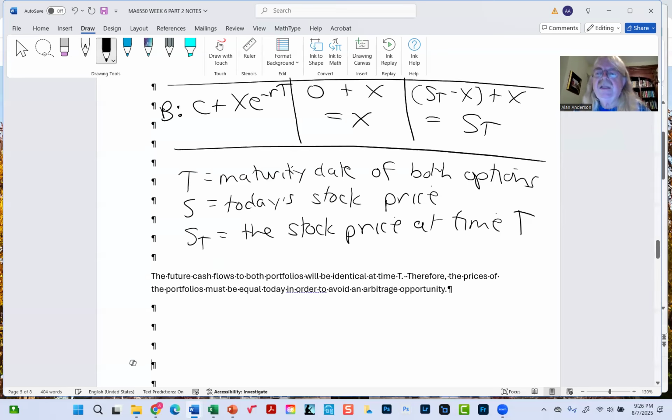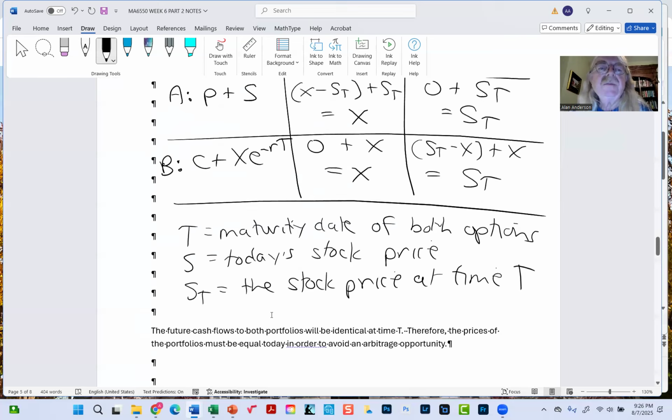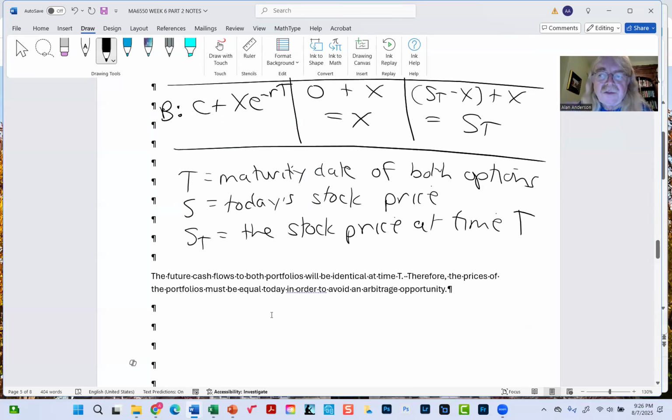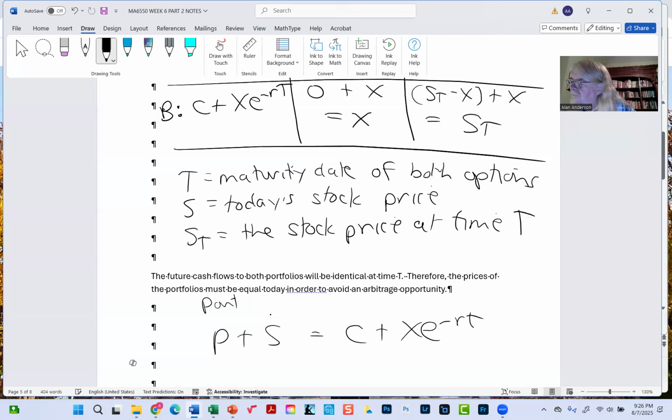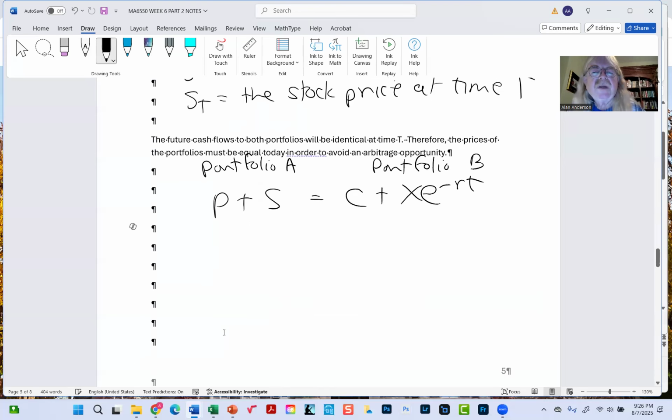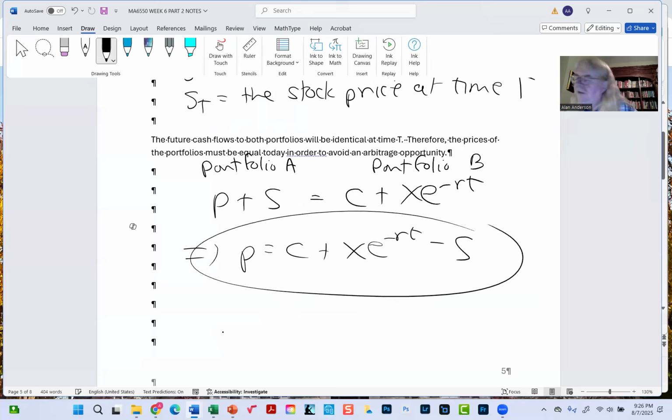And so by saying that the prices are equal, that implies that P plus S, which is today's price or value of this portfolio, equals C plus X e to the minus RT. And with a little bit of algebraic rearrangement, we end up with, and there you go. There's our put-call parity condition.